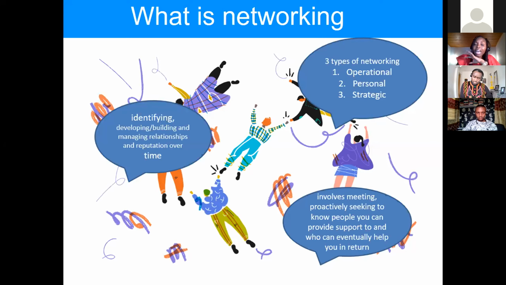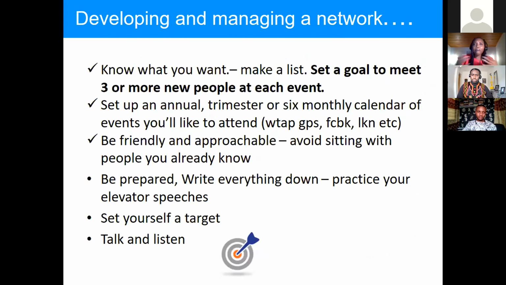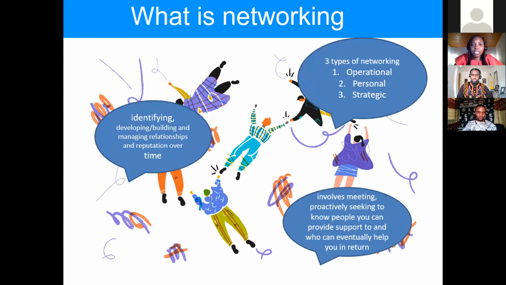The next thing I want to talk about are the types of networks. Different scholars, some talk about five different kinds of networks, some talk about three, but I'm going to talk about the three main networking types. You have the operational networking, the personal networking, and then the strategic networking. Operational networking is more around organizations. It's about building relationships outside your company for work to be done.